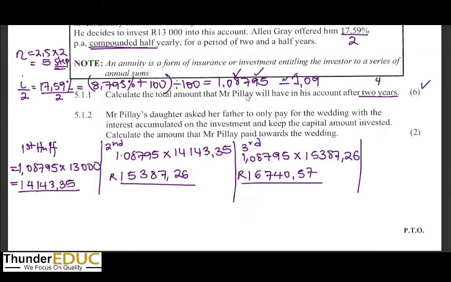The last one. Bring the same, we wrote this. More 5, 6. The final answer becomes this. This is what we will have in 2 years. They're asking, can I get the total amount that Isabel will have in his account in 2 years? Yes, he will have 18,212 rand 90 cents.